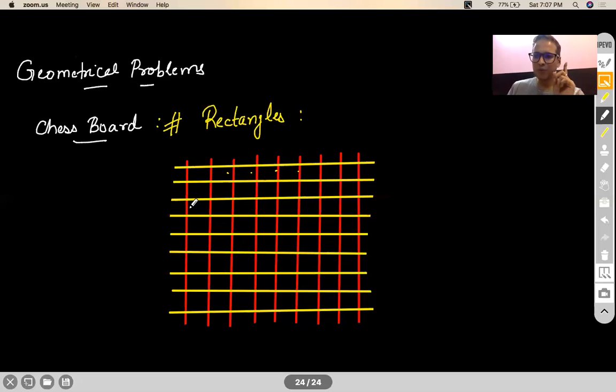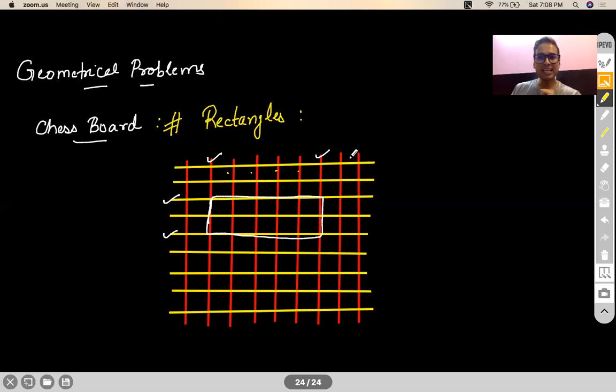Okay, in order to make one rectangle, you have to choose a pair of red sticks and you have to choose a pair of yellow sticks. Why I'm saying a pair of? Let's say I pick up this red stick and I pick up this red stick, and I pick up this yellow stick and I pick this yellow stick, then automatically this rectangle will be chosen. I hope you can see it on your screen in between, correct? So in order to choose one rectangle, you need a pair of red sticks and you need a pair of yellow sticks. Am I right?